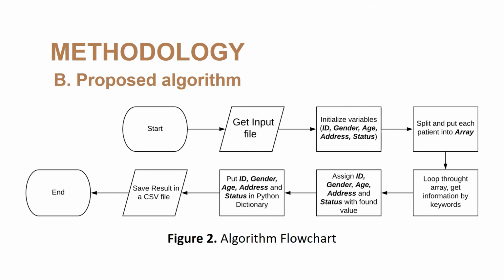In the program using the proposed algorithm, essential information about infected patients can be returned: patient ID to identify each patient, since the name needs to be hidden due to privacy concerns, gender, age, location, and current status. The algorithm takes a text file as input. After reading the file, patient information will be separated based on the format of the information.